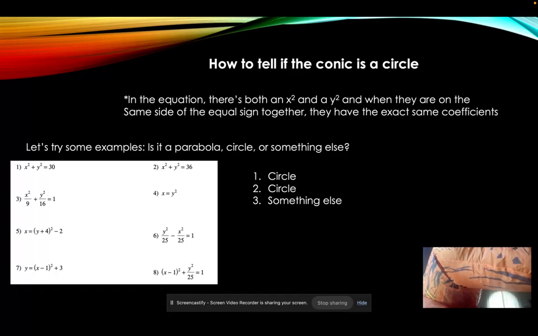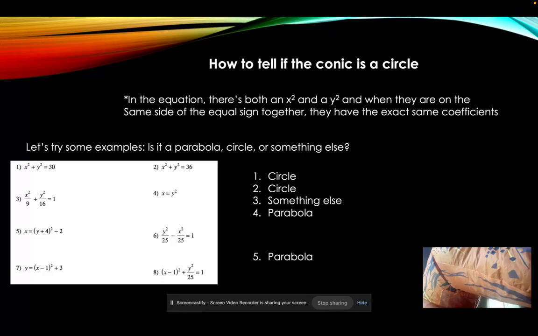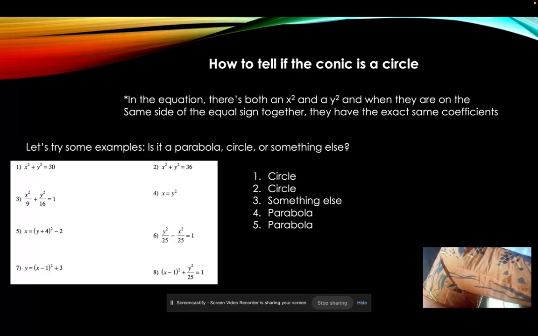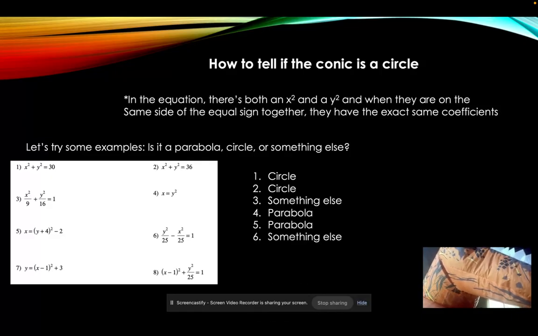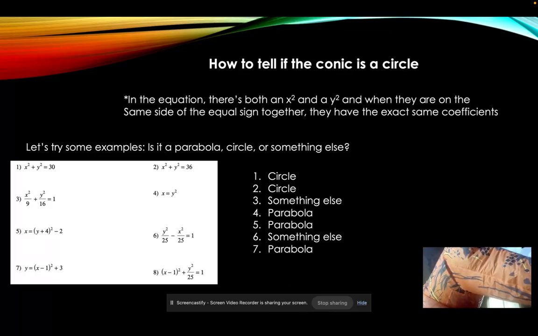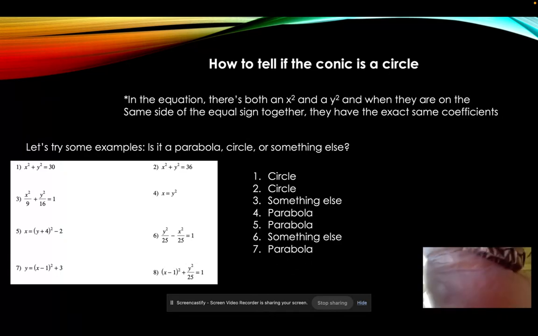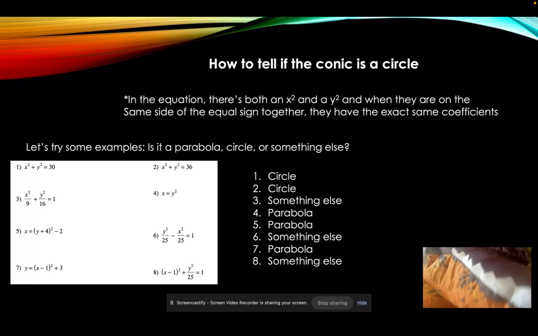Next one, you have an x and a y squared. There's not an x squared and a y squared. That's going to be your parabola. Next one, you have an x and then you have a y that's squared. That's another parabola. Next one, you've got an x squared and a y squared, but they're different signs. The y squared is positive and the x squared is negative. That's something else. Next one, you've got a y and then you have an x that's squared. That's going to be a parabola. And then last one, you have an x squared and a y squared, but the y squared has a 1/25 out in front. That's going to make it something else.